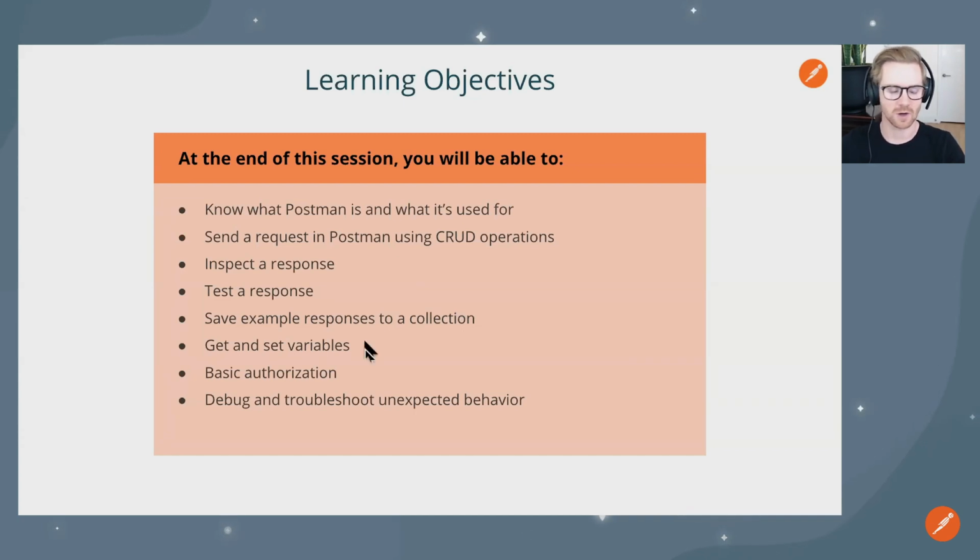Again, this is something that we're assuming, if you're coming to this webinar from a development background, you're probably familiar with something like variables, and we'll talk about how to use them in Postman, what the benefits are, and so forth. Basic authorization, I think the bane of all API users' existence. So we'll talk about how Postman helps with that and makes it a bit easier. And then we'll get into some of the built-in ways you can debug and troubleshoot some unexpected behavior in Postman.